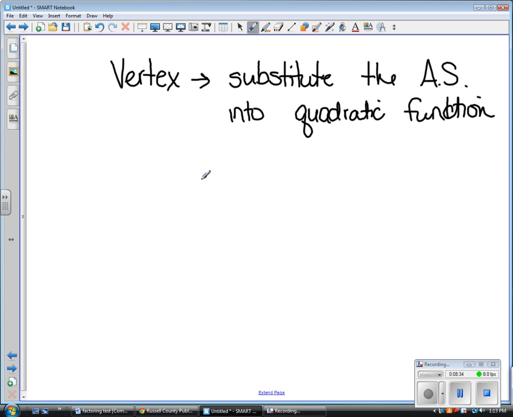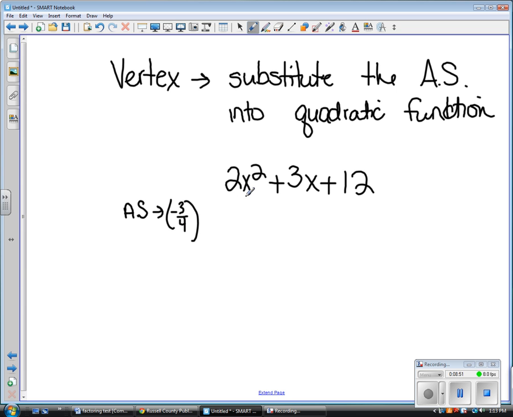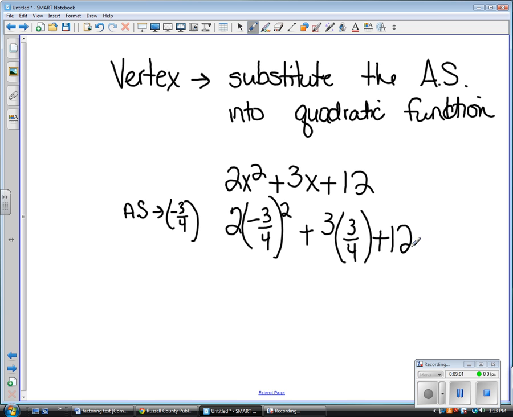So what I'm going to end up doing is I'm going to take my quadratic function, which was what, 2x squared plus 3x plus 12? Is that what it was? And now I'm going to plug in that axis of symmetry, which was negative 3/4. So everywhere there's an x, I'm going to plug in negative 3/4. And this one didn't come out very clean just because I have a fraction. Okay?